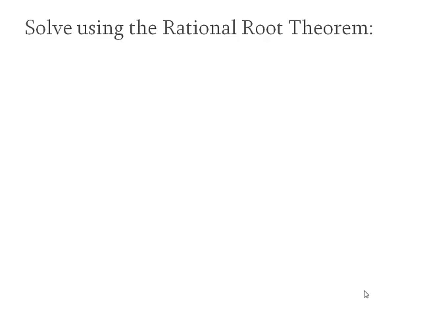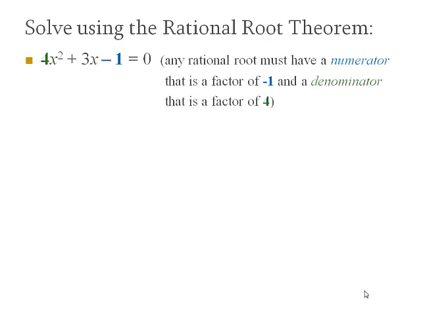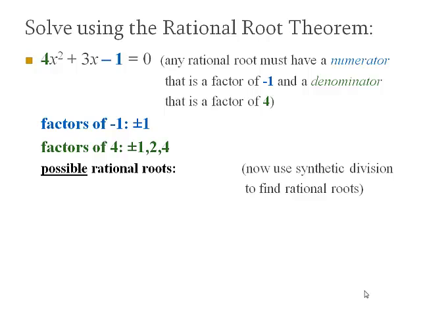You can use those possible rational zeros to help you solve polynomials. Here's an example. If we have an equation, 4x squared plus 3x minus 1, the factors of negative 1 are plus or minus 1. The factors of 4 are 1, 2, and 4. Therefore, we can make a list of the possible rational zeros. The blue ones divided by the green ones. 1 divided by 1 is 1, 1 divided by 2 is 1/2, 1 divided by 4 is 1/4. So those are your possible rational roots.